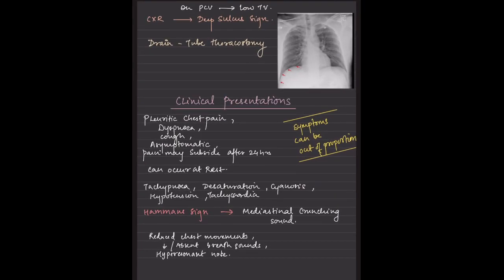And then the clinical presentation: the patient will come with pleuritic chest pain, he will be dyspneic, he will say that I am having air hunger, and he will be tachypneic, and he may also have cyanosis because of severe respiratory distress. It may even be asymptomatic in case of a small pneumothorax. So the symptoms can be out of proportion, and we need to order certain investigations for him, like X-ray.